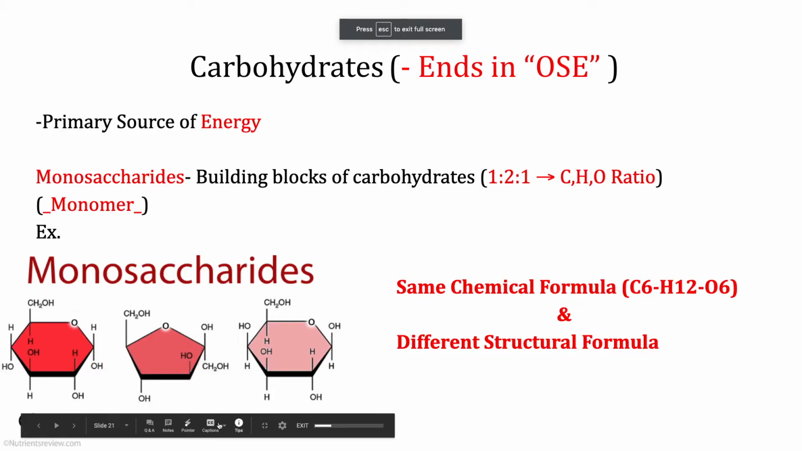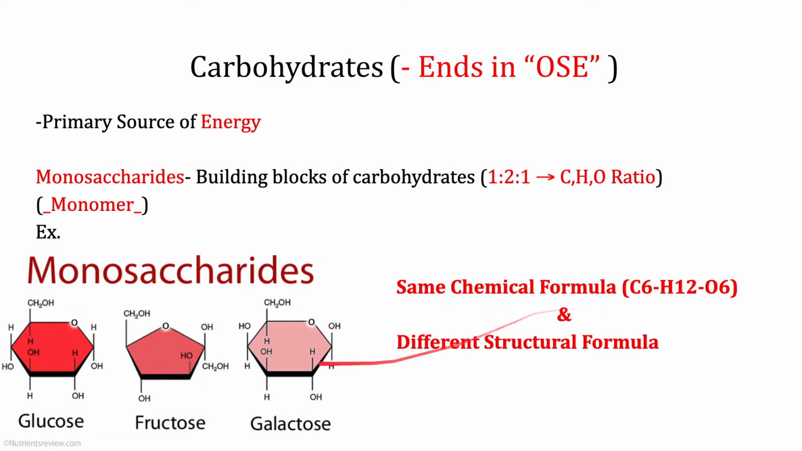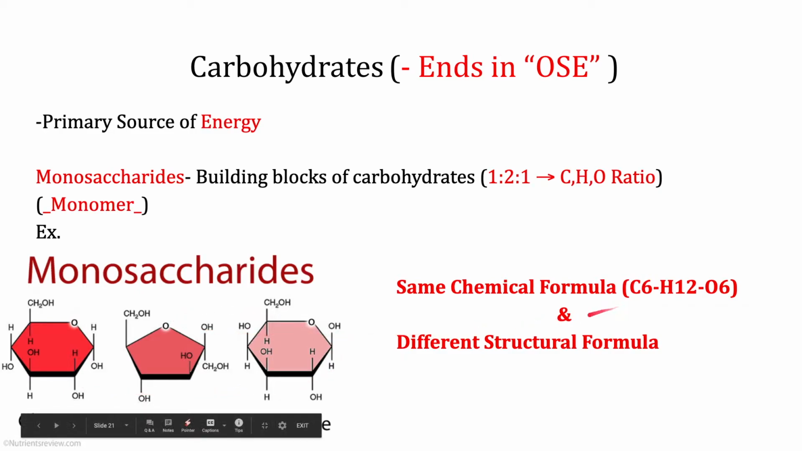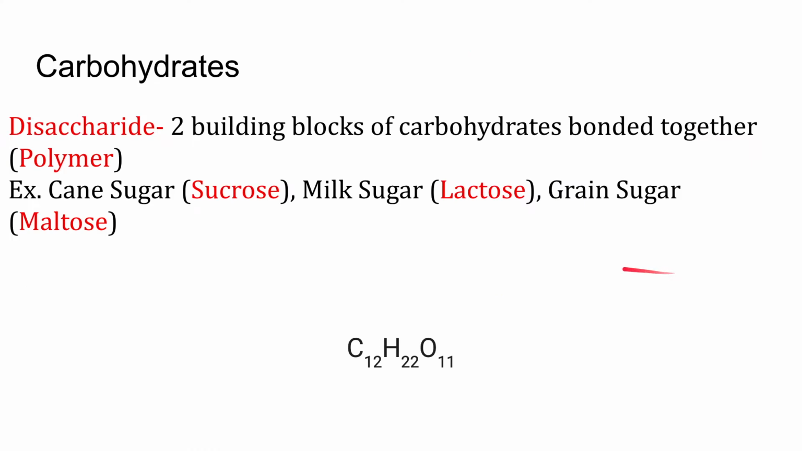You've got glucose, fructose, and galactose. Although they may look different, with glucose and galactose being these hexagons, so 6-sided carbon-oxygen rings, and fructose being this 5-sided, or pentagon, carbon-oxygen ring, they all have the same chemical formula, which means that they all have 6 carbons, 12 hydrogens, and 6 oxygens. And this is all review as of now.